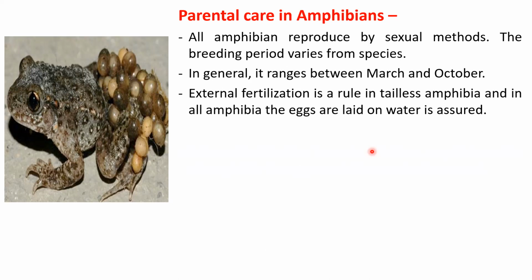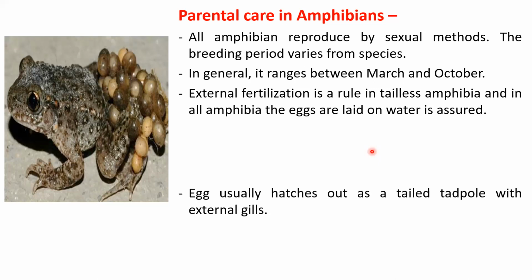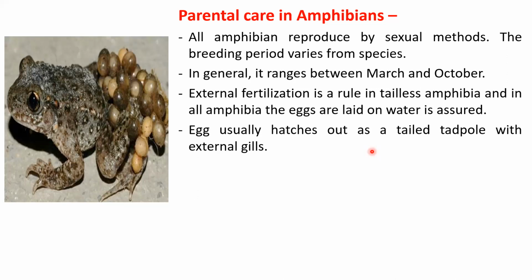The external fertilization is a rule in the tailless amphibia, and in all amphibia the eggs are laid on the surface, water surface is assured. So external fertilization takes place in the eggs, and as I told you, the females may lay the eggs on the surface of water. Then the egg usually hatches out as a tailed tadpole with external gills.